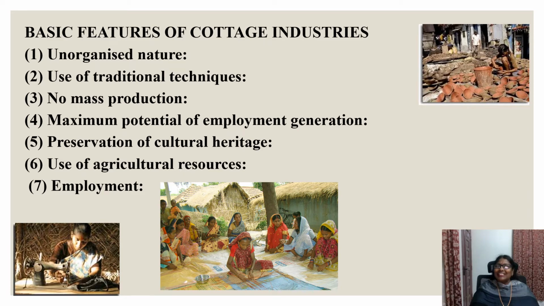Use of agricultural resources. Some cottage industries are based on agricultural raw material which is available in that particular geographical area. They process the agricultural produce and provide inputs to the agricultural sector. Example, in Pulingudi and Koilpatti, safety match industries; in Pudiyambuttur, ready-made garment industries.